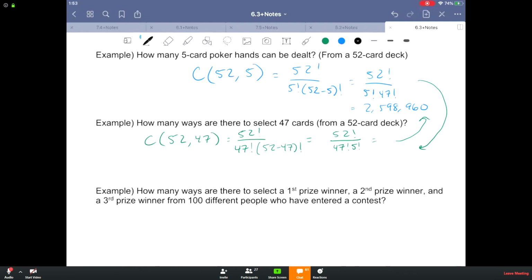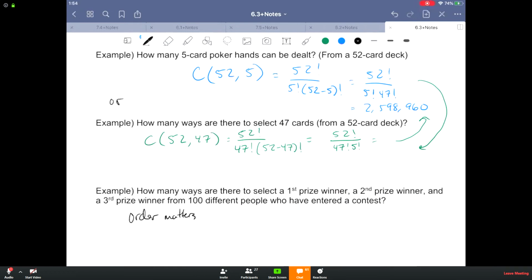All right. The next example: you have a first prize winner, second prize, third prize from 100 different people. How many ways can you select those three? Well, in this case, does the order matter? Picking who my three people would be: if Willie was first place, Derek was second place, and Joel was third place, that's different than if Joel was first, Derek was second, and Willie was third. So the order matters in this one.